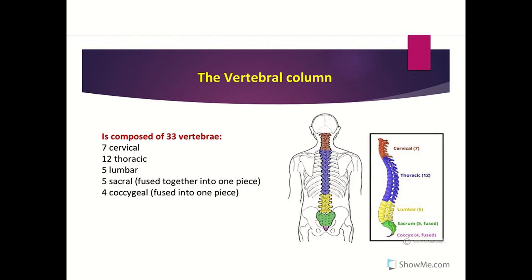So the vertebral column is composed of 33 vertebrae, and they are divided into 7 in your neck, so they are 7 cervical, 12 in the back of the thorax, 12 thoracic, and 5 lumbar in the back of your abdomen, and 5 pieces fused together forming the sacrum, and also 4 pieces fused together forming the coccyx.